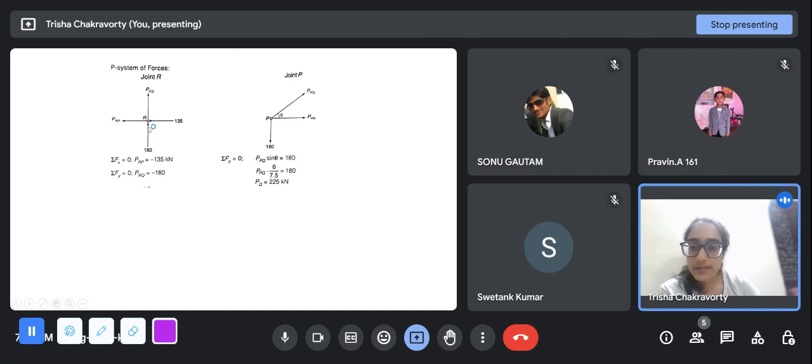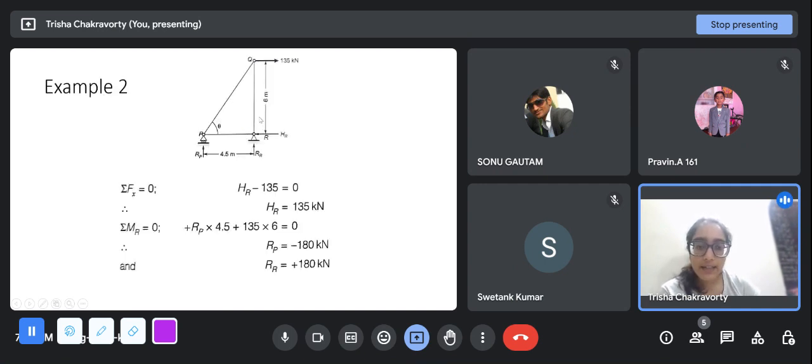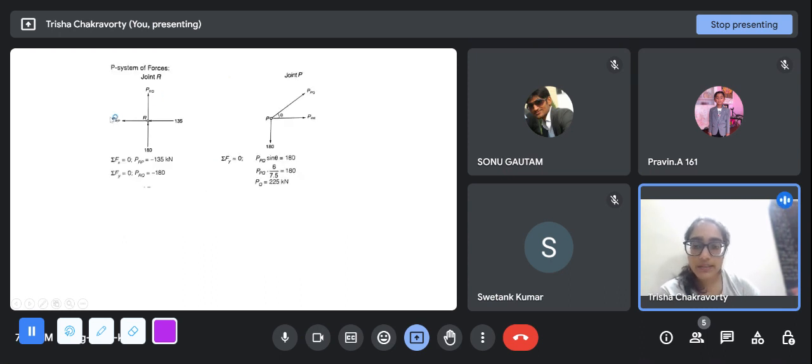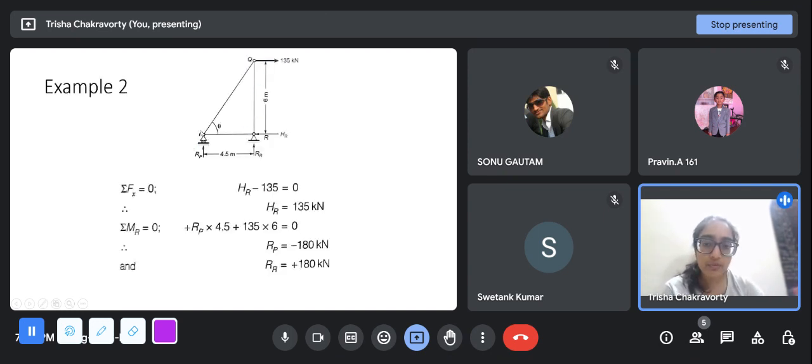At this joint R, these are the support reactions: 180 kilonewton upwards, 135 kilonewton towards the left, and we have two members here, RP and RQ. We have taken these arrows away from the body. This is very easy to solve, because if a member is oriented along the x-axis or y-axis, you can directly apply these. Since 135 is in this direction, P_RP must be minus 135 kilonewton, so it must be under tension. And since 180 is directed upwards, P_RQ must also be minus 180 kilonewton, it is also under compression.